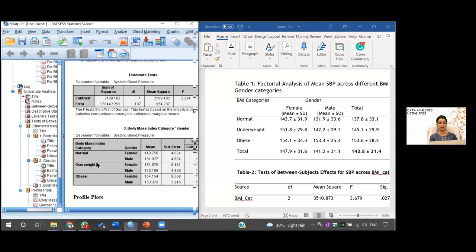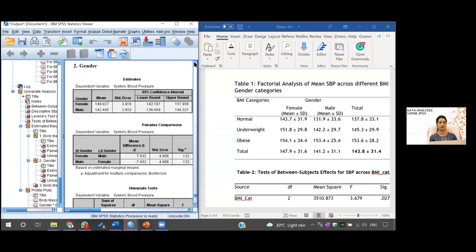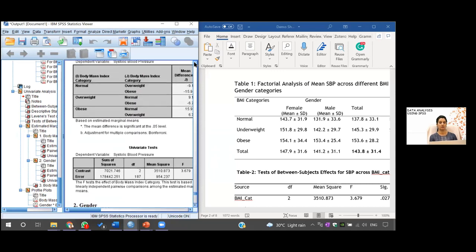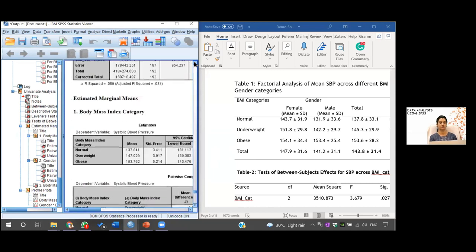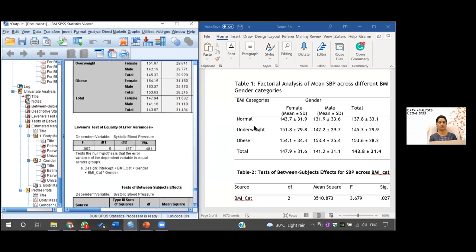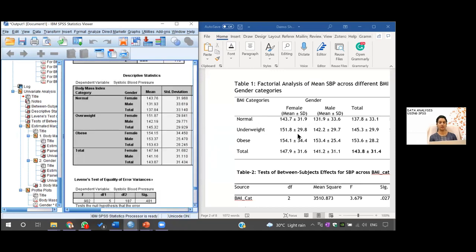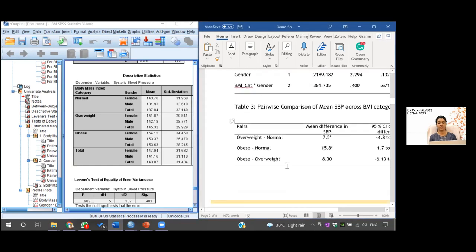So if you see, this is the 143.7 with its standard deviation. That is there from the descriptive. I'll go up and there you can see this table. This is the normal, male and female. This is the underweight. So this is the descriptive along with its standard deviation and total. This total is this one, 137 plus 33. So you will report this descriptive table and then you will report this test between subject.